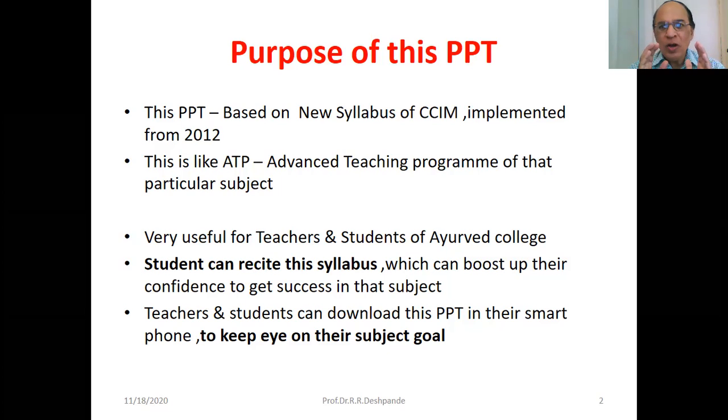Roga is a disease, and Nidana, here Roganidana, is diagnosis of disease by clinical examination and by laboratory examination. We are studying in this particular subject the Ayurvedic part as well as the modern part. Very useful for the teachers and students of the different Ayurvedic colleges all over India. Students can recite this syllabus, which can boost their confidence to get success in that subject. Teachers and students can download this PPT on their smartphone to keep an eye on their subject goal.